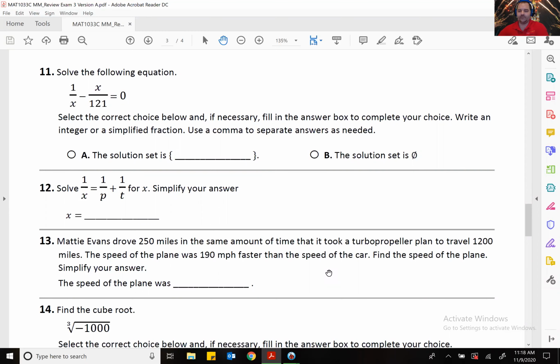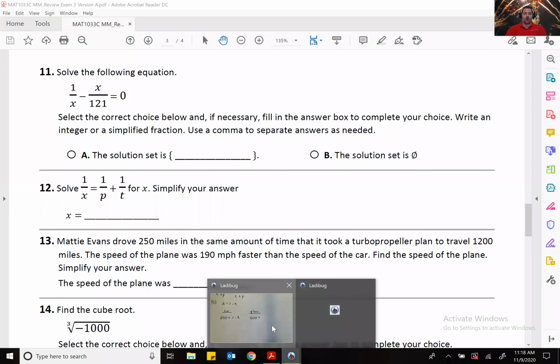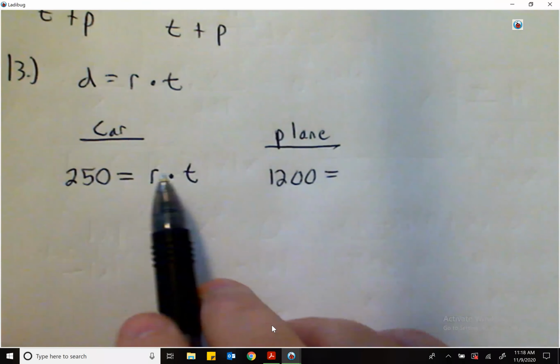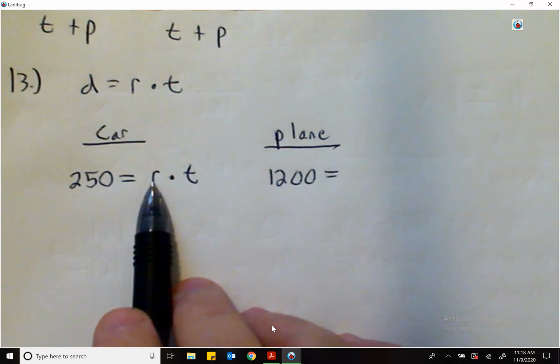Let's talk about the plane. Do we know how far the plane traveled? Yes, 120. You got it. Do we know how fast the plane was going? 190 miles faster than the car. You told me we didn't know the car's speed. So what is the speed of the plane then?